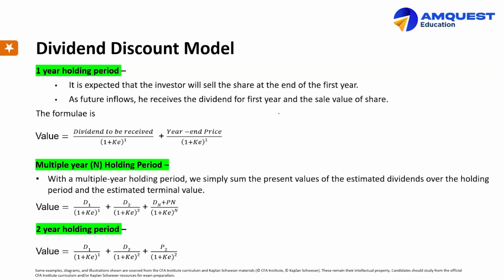Now another formula I can tell you, the KE or the R can be calculated using the CAPM formula. Have you done this formula before? CAPM, capital asset pricing model, is equal to the risk-free rate plus beta of the stock multiplied by expected return from the market minus the risk-free rate.